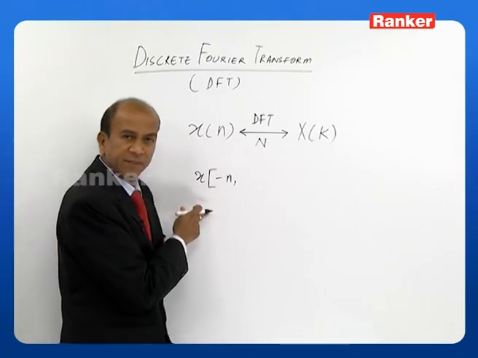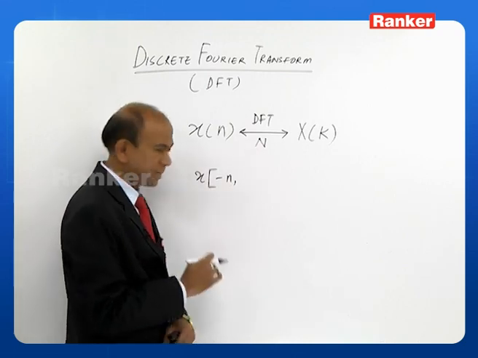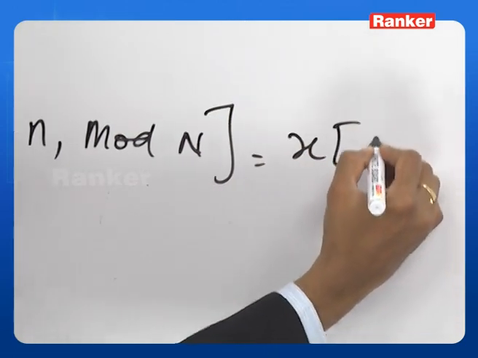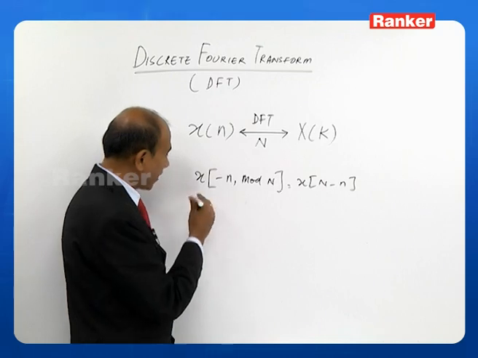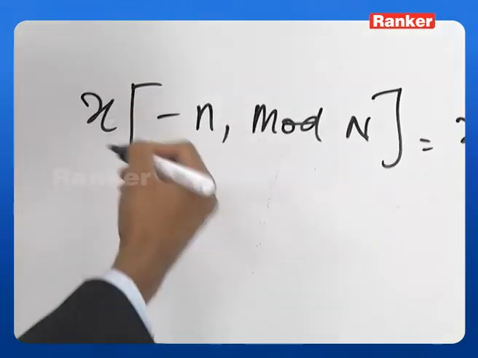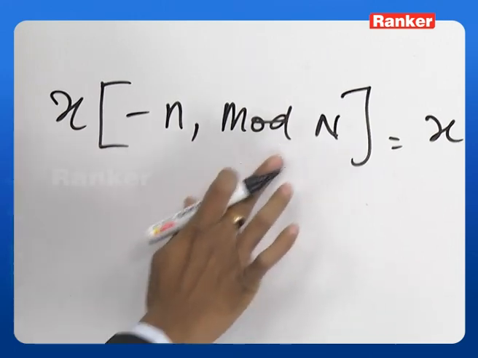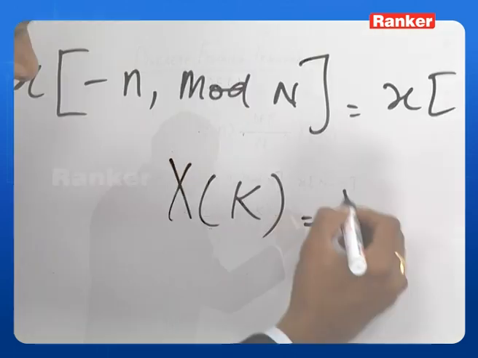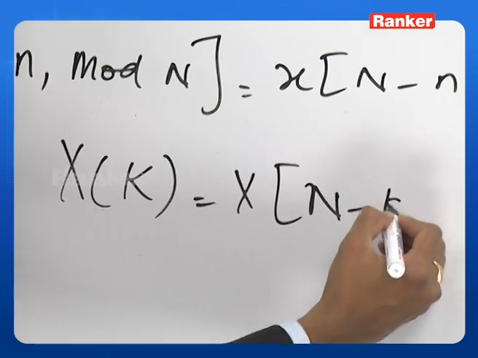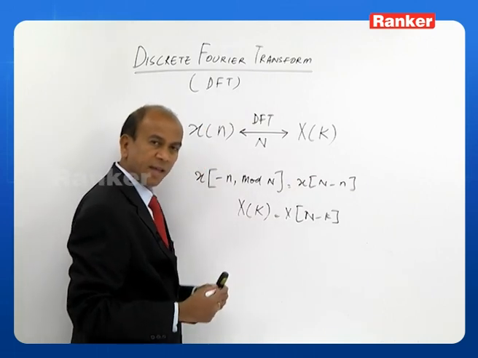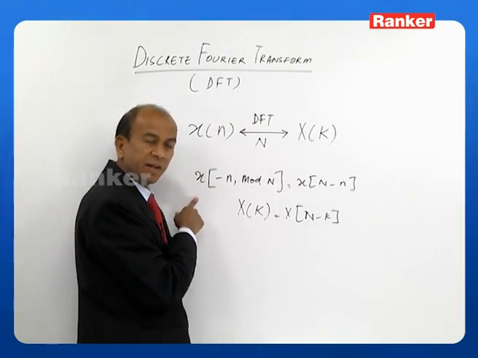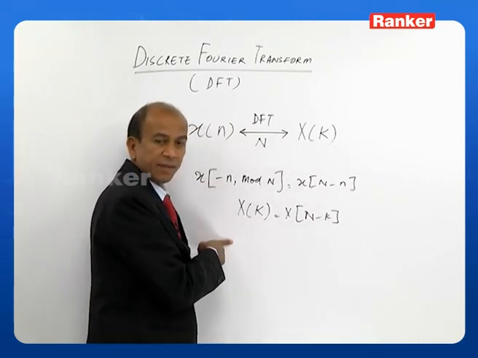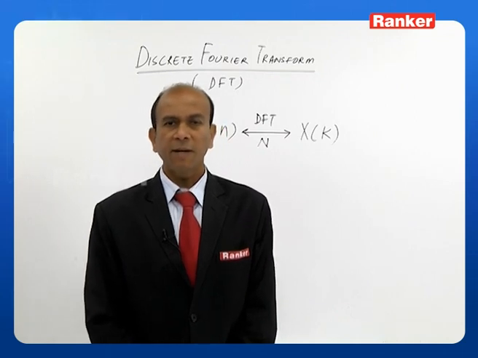Now let us take this, the time reversal. So instead of taking plus n, I am taking minus n, and this is mod N. Okay, this is nothing but x of N minus n. So if this is having a DFT of x of k, then what will happen to x of k? That means the DFT of this will be equal to x of N minus k. That means if there is a reversal in the time domain, in the DFT also there is a reversal here. Let us look at the other property called circular time shift.